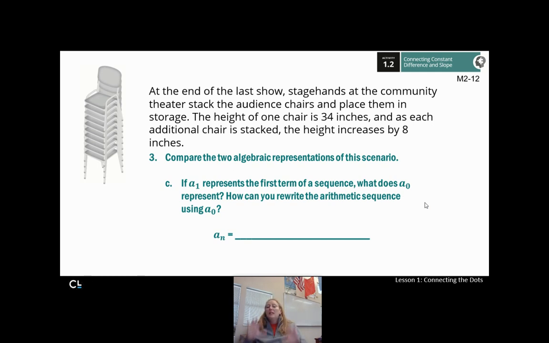Next up, again, looking at these two representations, our explicit formula and our function form. If a sub 1 represents the first term of the sequence, which we know it does because we're smart like that, what does a sub 0 represent? And can you rewrite that arithmetic explicit formula so that you use a sub 0 instead? Deep thoughts. Hit pause, give that some deep thoughts, and then hit play when you're ready to keep going.